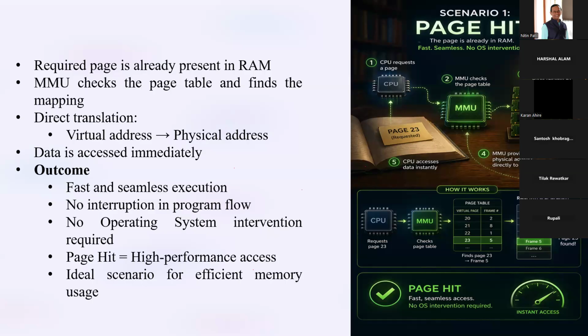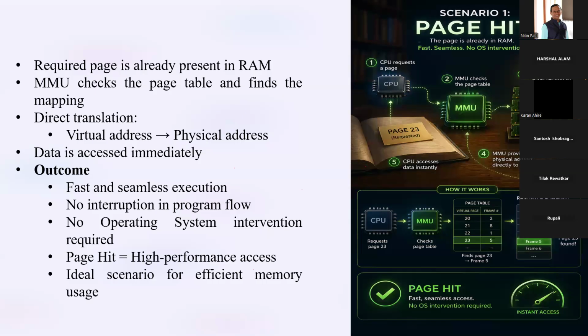A program generates a virtual address. This is a part of its own address space, the illusion of large memory. The memory management unit takes this address and splits it into two: page number and offset. Now the MMU checks the page table. It finds that the required page is already present in physical RAM. This is what we call a page hit.